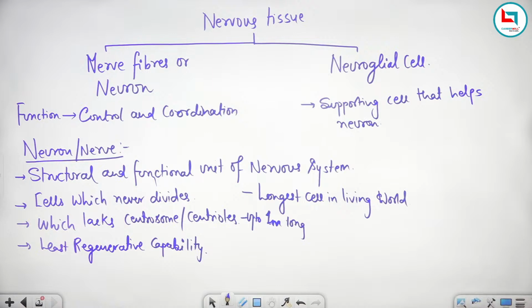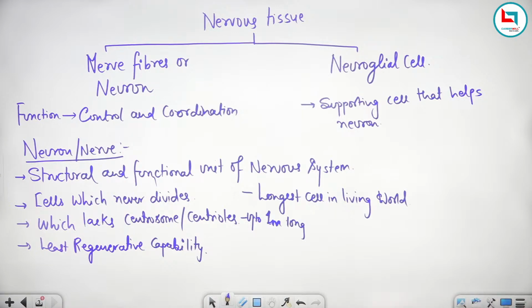Fine. So what we have studied about the neuron are the general facts about the neuron. First of all, these are a structural and functional unit of the nervous system. Second, these are cells which never divide because they lack centriole. Third, these are cells with the least regenerative capability. And fourth, these are the longest cells in the animal kingdom as well as in the overall living world.